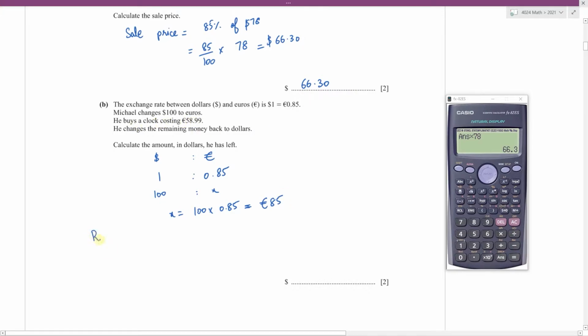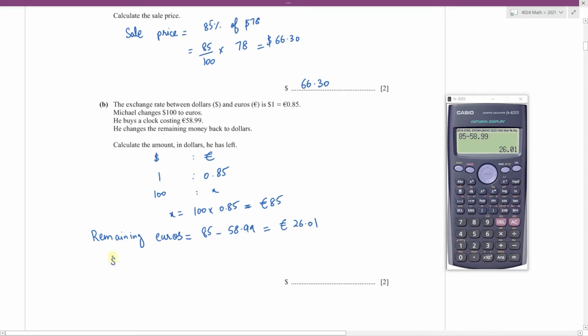So let's calculate the remaining euros after Michael bought the clock. So he had 85 and then minus 58.99. So 85 minus 58.99 is 26.01 euros that are left. And then he changes the remaining money back to dollars. So now you have to calculate how many dollars he will get for 26.01 euros.